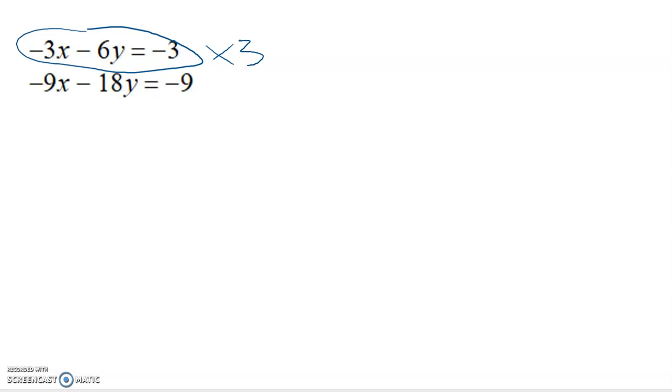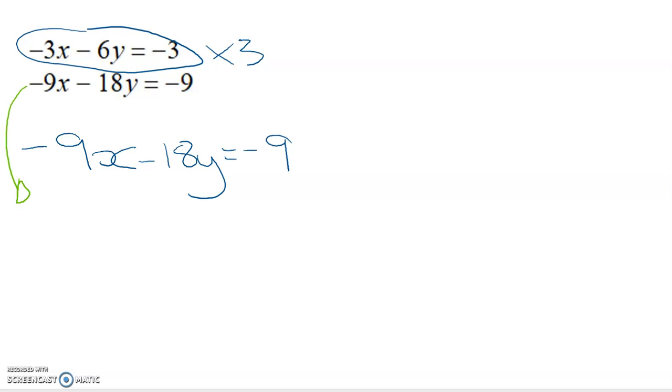And I'm going to rewrite it. So negative 3x times 3 is negative 9x. Negative 6y times 3 is negative 18y. And negative 3 times 3 is negative 9. I'm also going to rewrite the second equation underneath. Then we can perform our elimination either by subtracting or adding.